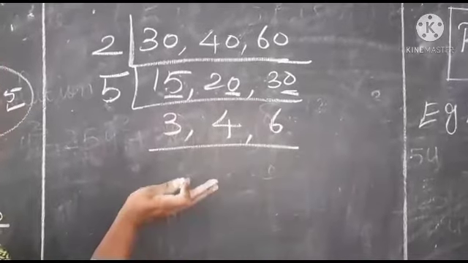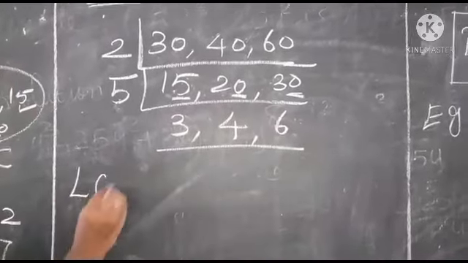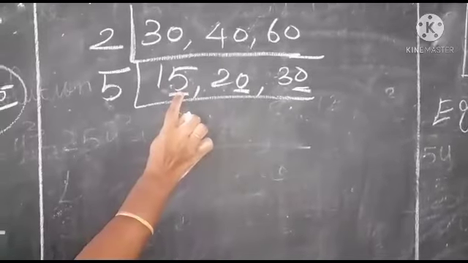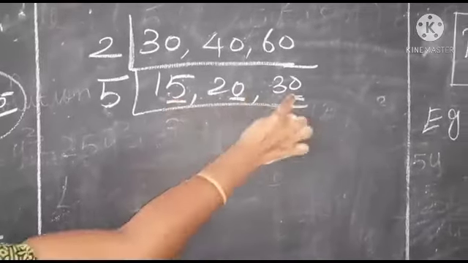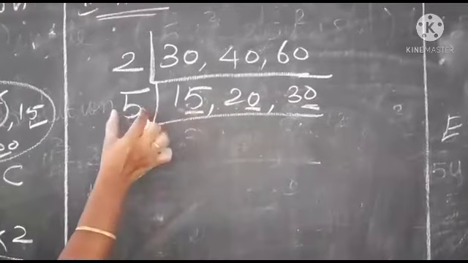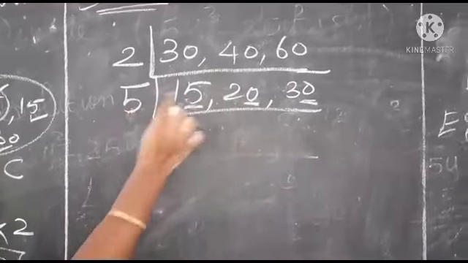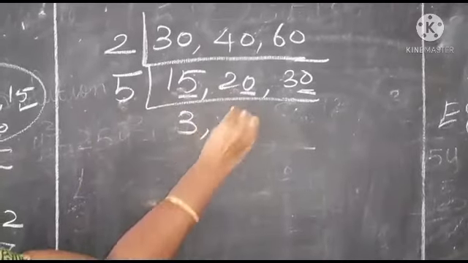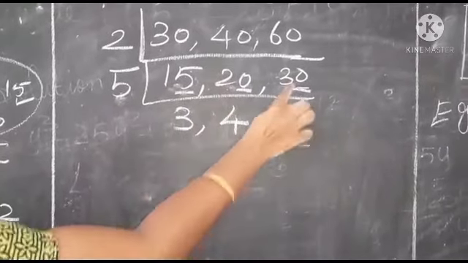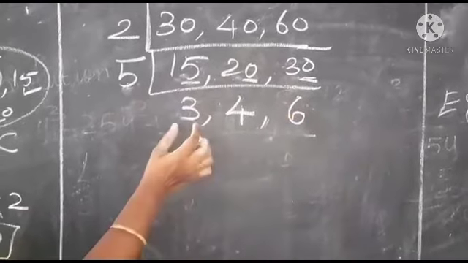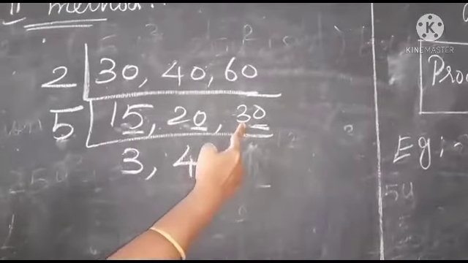So you start this process here. Next, find the LCM. See the ones place numbers: 0 and 0. The ending numbers are 0 and 5, so you should take the factor as 5. How many 5s are in 15? 3 5s are in 15. Next, how many 5s are in 20? 4 5s are in 20. Next, how many 5s are in 30? 6 5s are in 30.